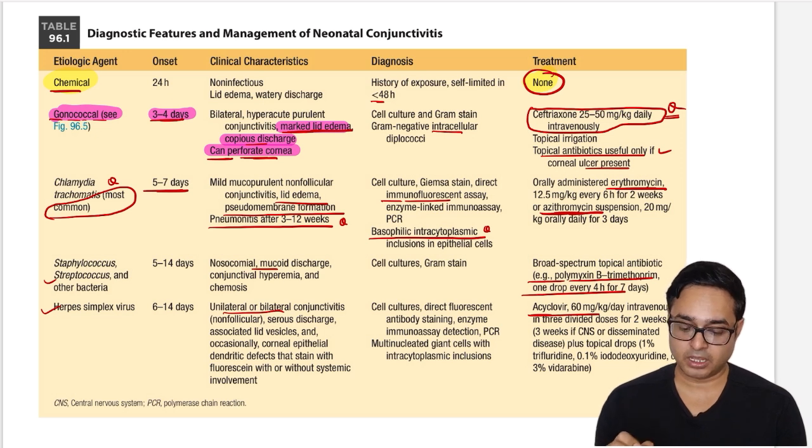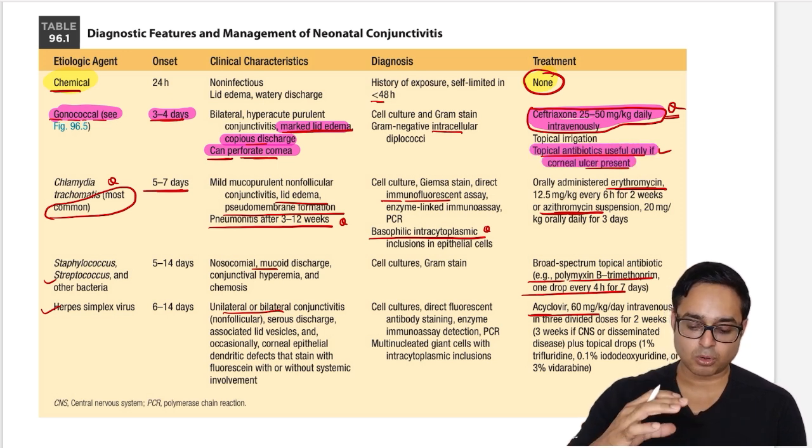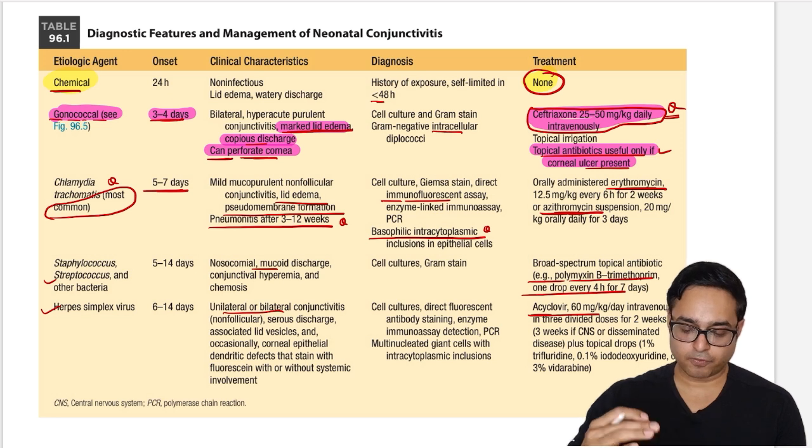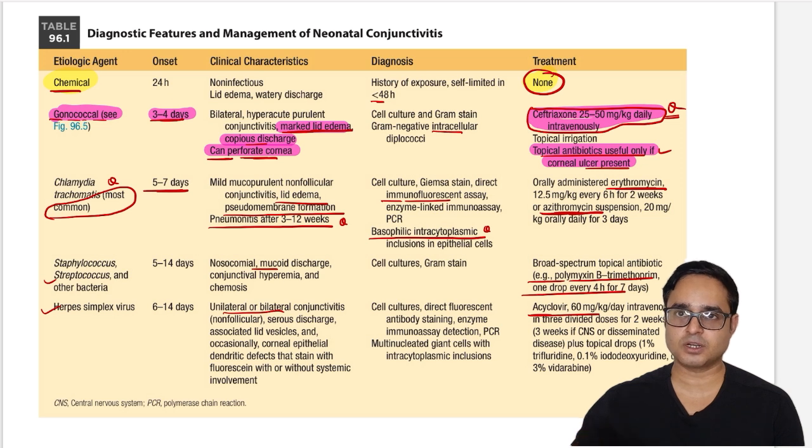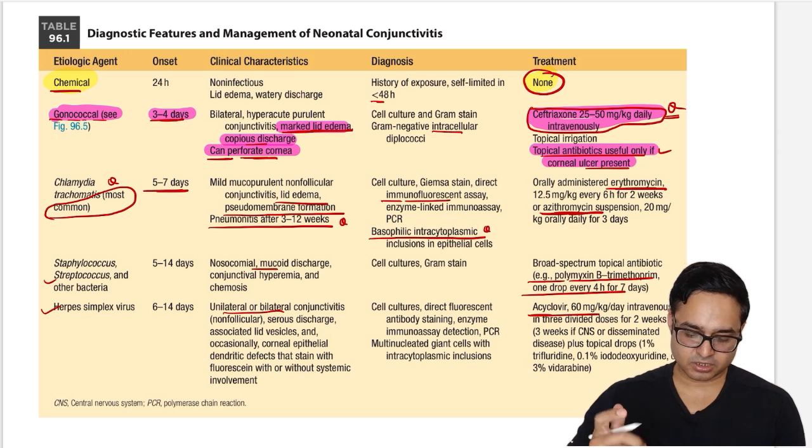This is important. Anything which is life threatening or vision endangering is important to understand. The treatment of gonococcal conjunctivitis is ceftriaxone 25 to 50 milligram per kg daily intravenously. Very important, this was a PYQ also. Topical antibiotics are used only if corneal ulcers are present. So gonococcal: onset in 3 to 4 days, marked lid edema, copious discharge, can perforate cornea, ceftriaxone IV is the treatment of choice, and topical antibiotics are used in corneal ulceration.